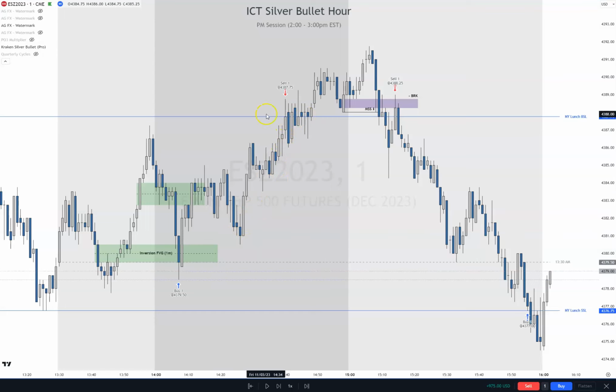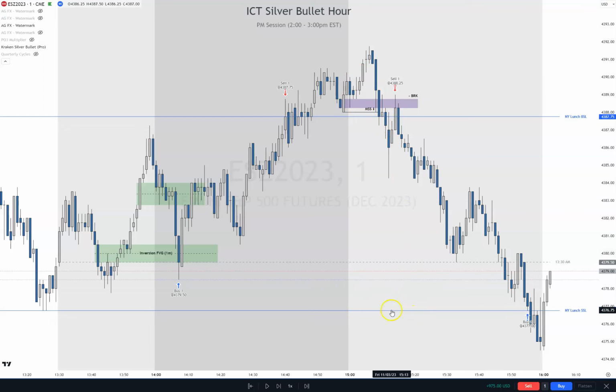Again, we could have added to our position, still targeting New York lunch buy side liquidity. We didn't, but that's what you could have done. We got out here, and then it just kept playing out. We took liquidity here. We wanted to see if there's a market structure shift, and if there is, where would we target? The opposite session liquidity.